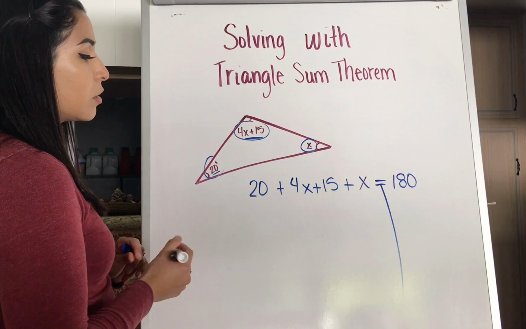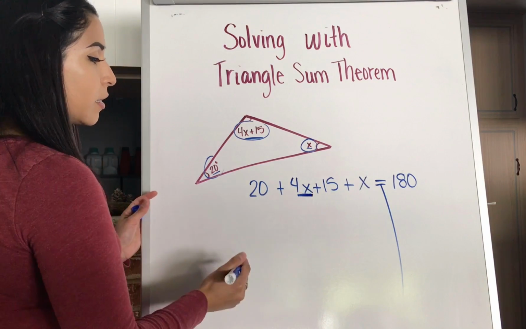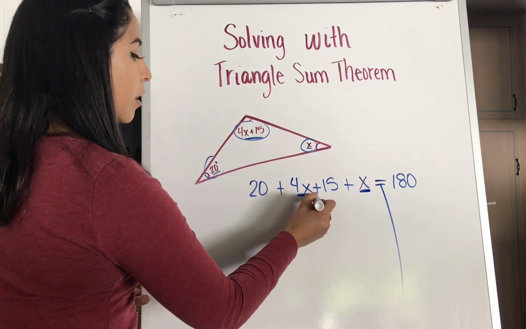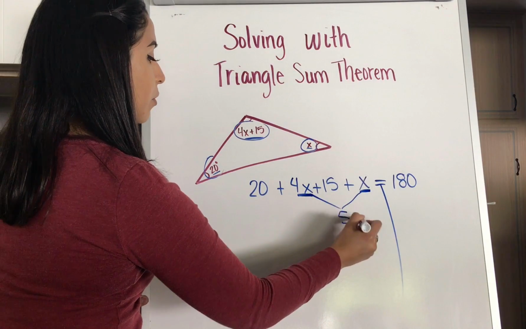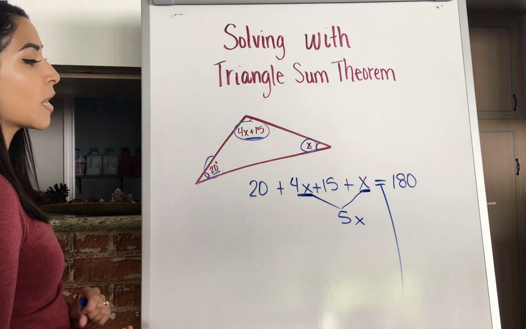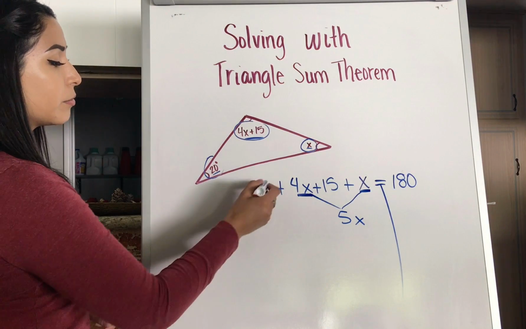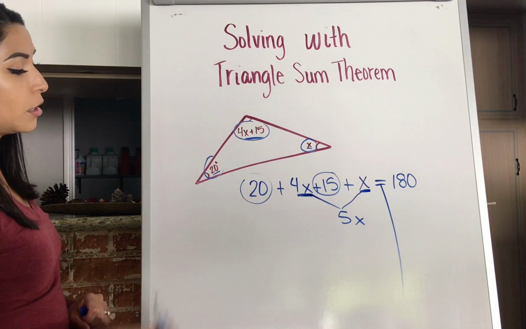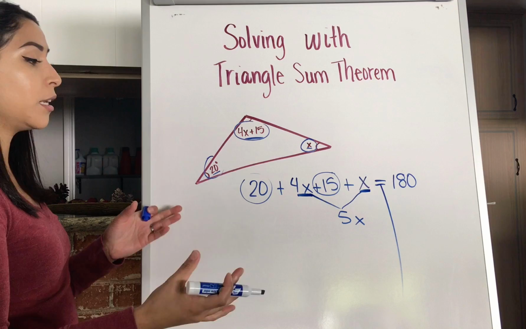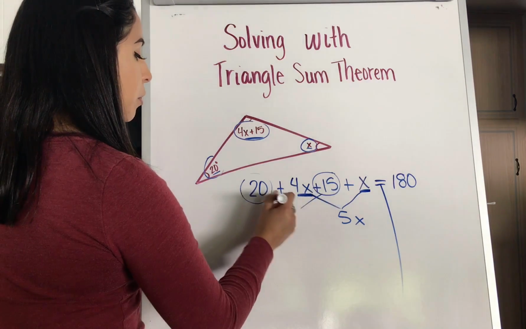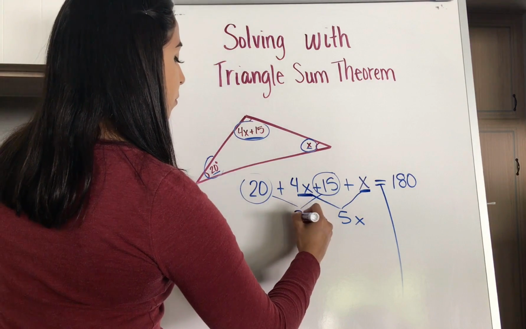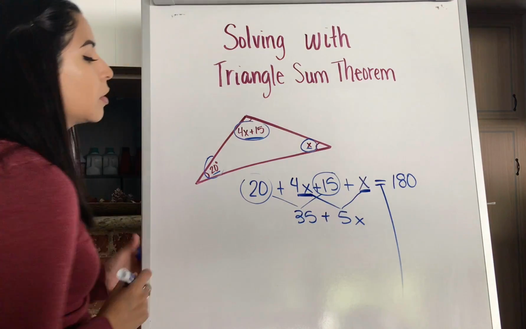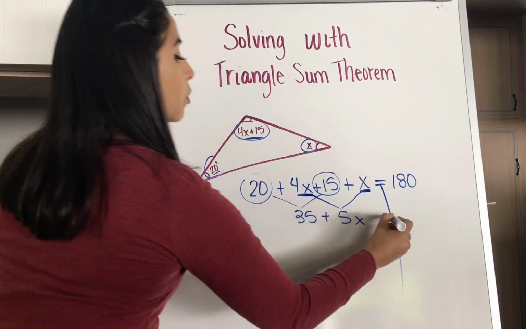Combine like terms. So I see x's. There's 4 x's there. There's 1 x there. So I need to combine those all up, and that's going to give me 5 x's. Now I have some regular numbers here. There's a 20 and there's a 15, positive 20 and a positive 15. I can combine those up. That will give me 35. These were both positive, so 35 plus 5x is my new problem.